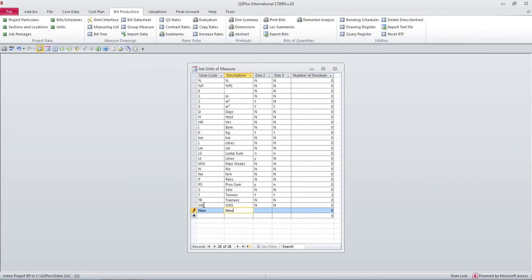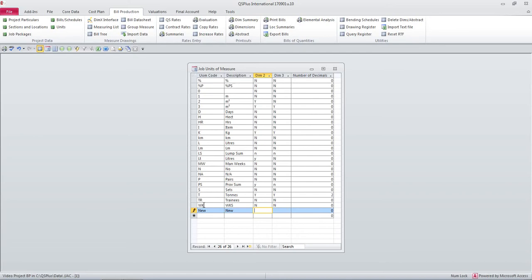Anything you add on this window cannot be deleted, and that's just in case you've used it already. However, I'll show you the entry of a new one, because it's important that you should understand how this data relates to what you're going to measure. If we have a unit of measure, we require to know about it, whether it is linear, square, or cubic. That is so we know how many dimensions need to be input against it.